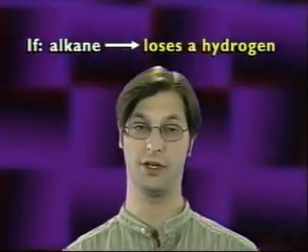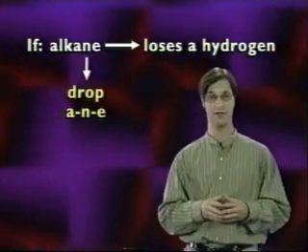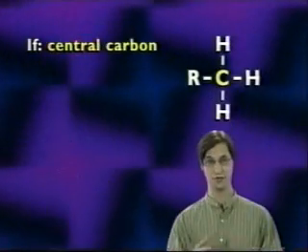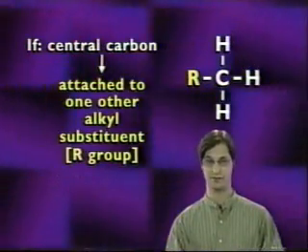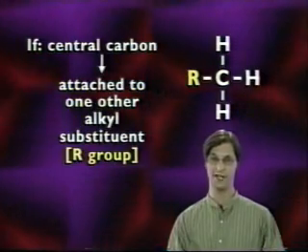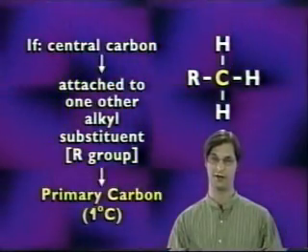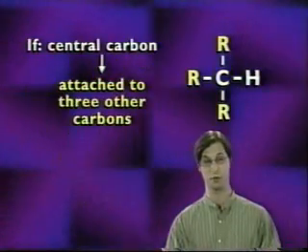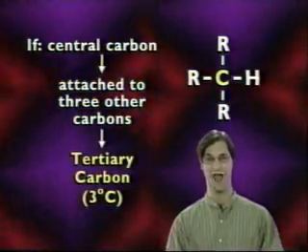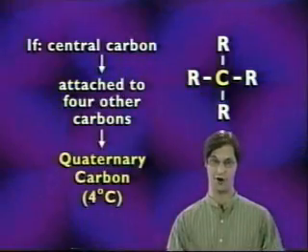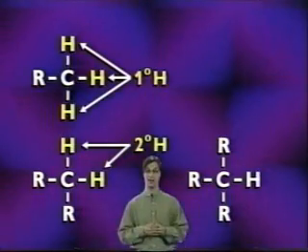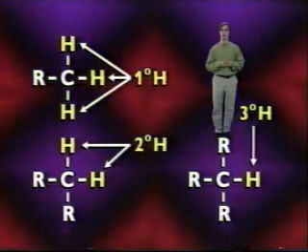So here we go. If an alkane loses a hydrogen in order to bond to something else, we drop the A-N-E ending from the name of the alkane and add YL. If a central carbon is attached to one other alkyl substituent, or one other R group, we say that that carbon is a primary carbon. If a central carbon is attached to 2 other carbons, it's a secondary carbon. To 3 carbons, it's a tertiary carbon, and to 4 carbons, it's a quaternary carbon. The hydrogens attached to those carbons are primary, secondary, and tertiary hydrogens, respectively.